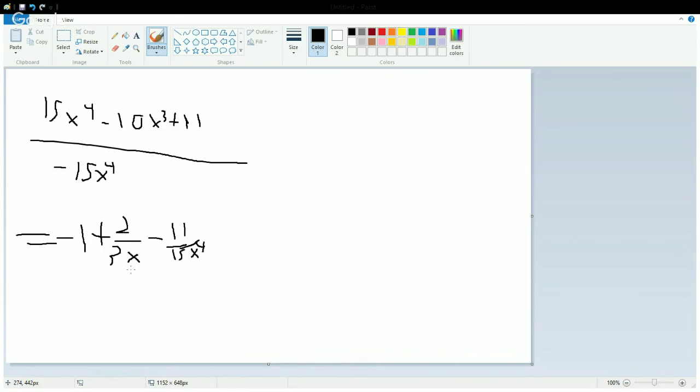Okay, so here's what I'm going to do. I'm going to try to format this as best as I can and see whether or not this transfers. It's going to be minus 1 plus 2 over 3x. That's 2 in the numerator, 3x in the denominator. Okay. Minus 11 over 15x to the power of 4. That's 11 in the numerator, 15x to the power of 4 in the denominator.